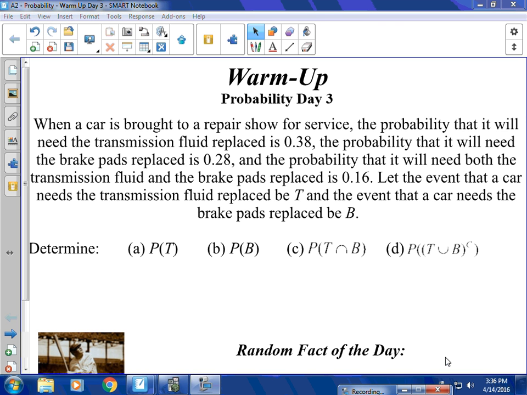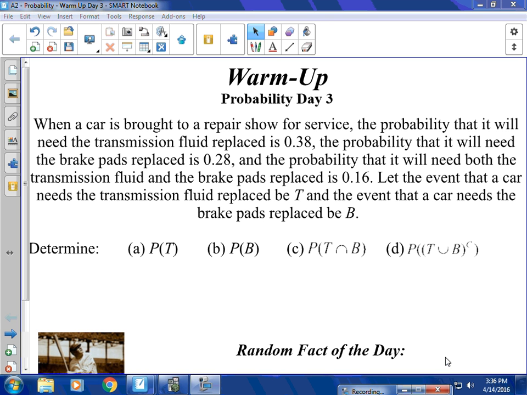All right, so assuming that you've done it and you paused it, now you're ready to see the answers. Here we go. When a car is brought to a repair shop for service, the probability that it will need transmission fluid replaced is 0.38. The probability that it will need brake pads replaced is 0.28. And the probability that it will need both the transmission fluid and the brake pads replaced is 0.16. Let the event that the car needs the transmission fluid replaced be T, and the event that a car needs the brake pads replaced be B.